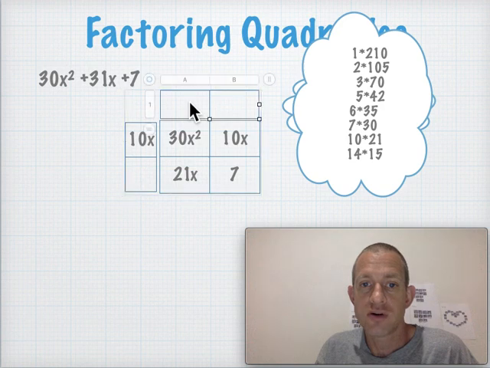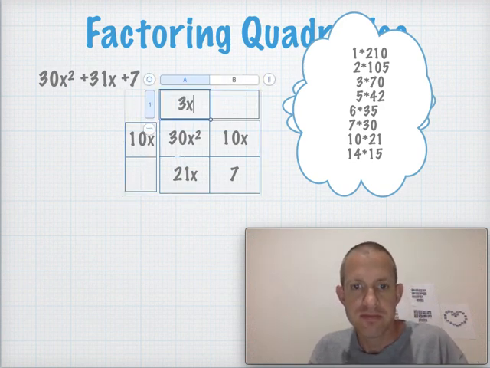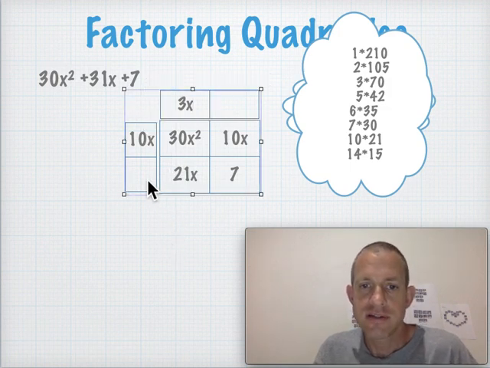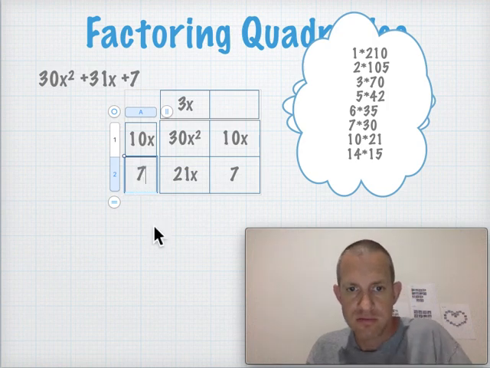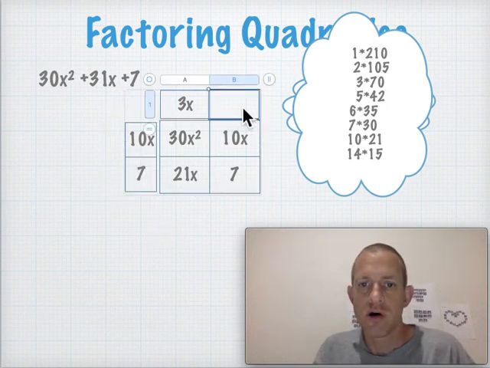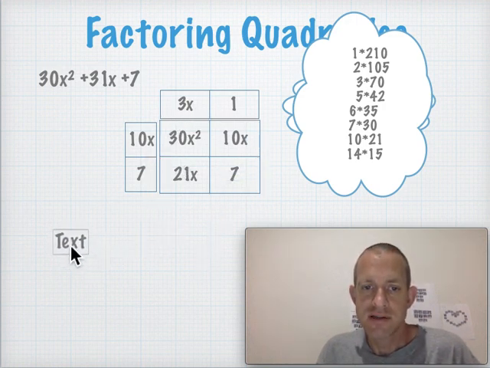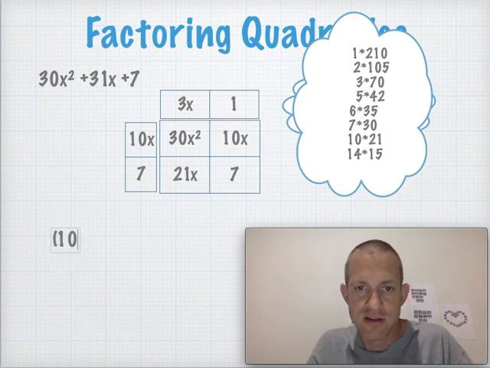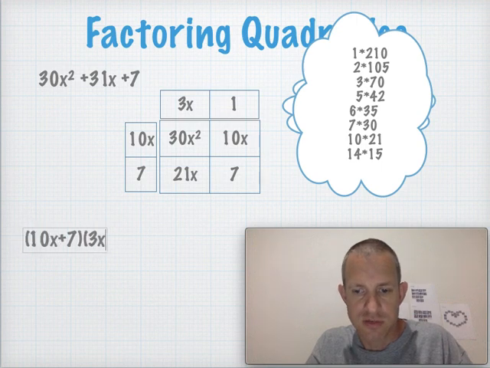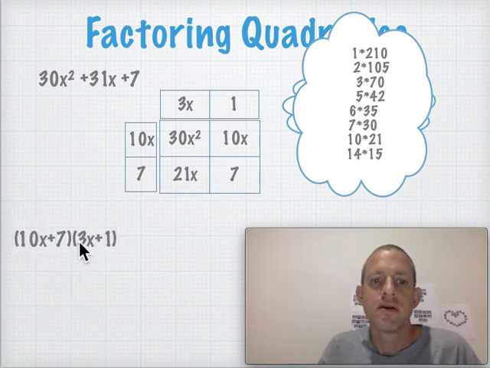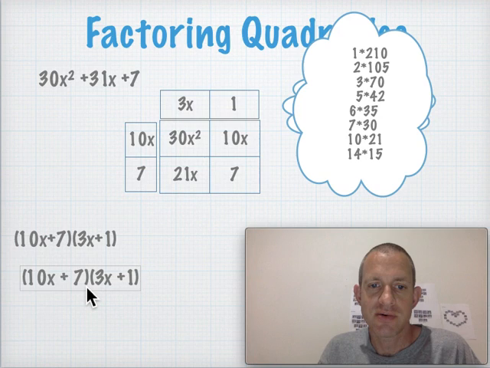Now this is forced. This has to be 3x to multiply. And down here, this is forced because 3 times 7 is 21x. And that forces this to be a 1. And so now my answer is the outsides. So final answer here is 10x plus 7 times 3x plus 1. And notice that was exactly what I said it was going to be.